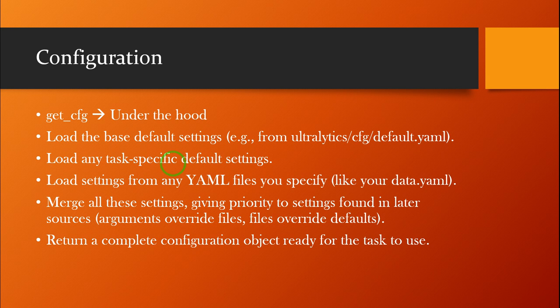giving priority to settings found in the later sources. When you override something, the later one, the override, will be used, and finally it will return the complete configuration object ready for the task. So this function assembles the rules and passes them to the model to use. This ensures that when you call model.train or something like that, the training process has all the necessary settings assembled correctly.